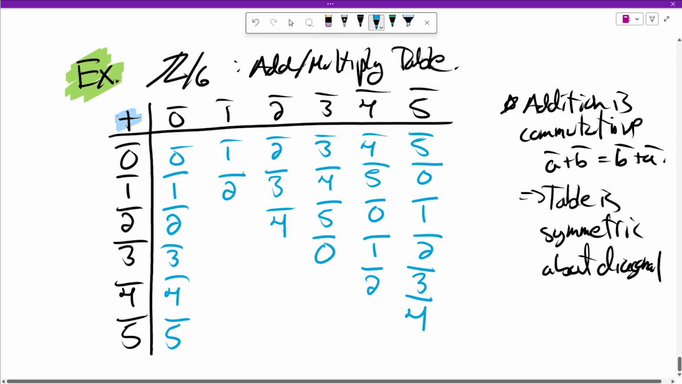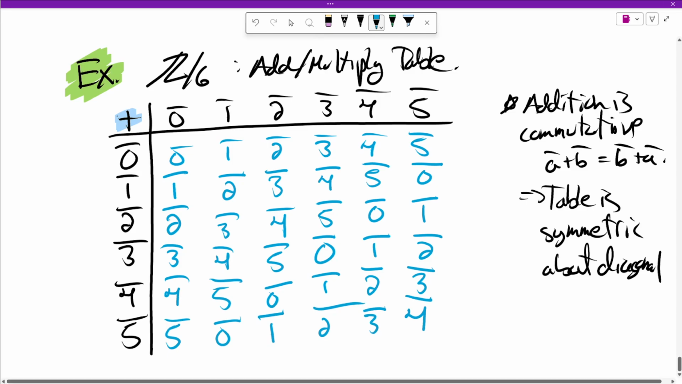And then since it's symmetric, we're just going to flop. So this row is going to be the same as this column. So 3, 4, 5, 0. And then this row is going to be the same as this column. 5, 0, 1. And then same as this column. So 1, 2, and then 3. That's a little bit too big. All right, so if we wanted to do addition in ZMod 6, we have this table that we can resort to. And that's the end of the addition table.